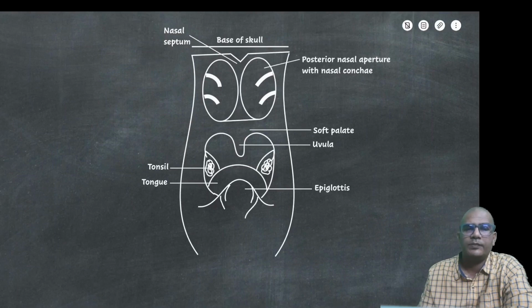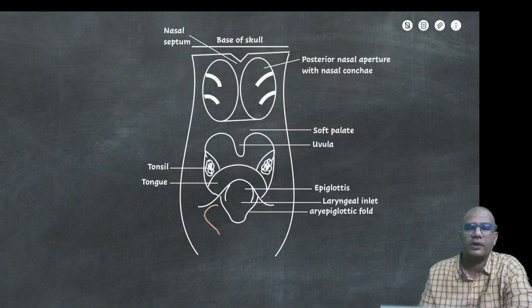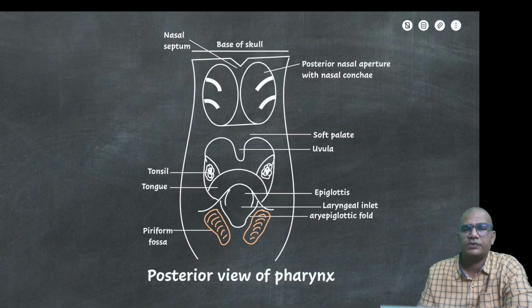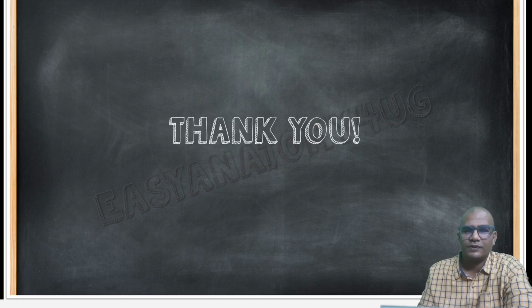Now draw the aryepiglottic fold from epiglottis to the arytenoid cartilage. Complete it with the interarytenoid folds, and on each side, in between the aryepiglottic fold and the thyroid membrane, there is a depression. This depression is called as pyriform fossa. So these are features which we can see in the posterior wall of the pharynx or posterior view of the pharynx.